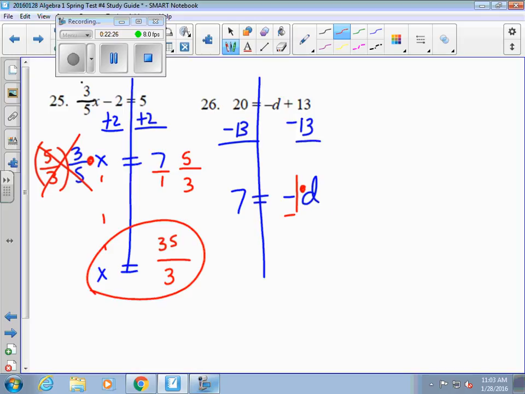Undo, multiply by that by dividing by negative 1. And when you do it to that side, do it to this side. A positive divided by negative is a negative. 7 divided by 1 is 7. D is negative 7.